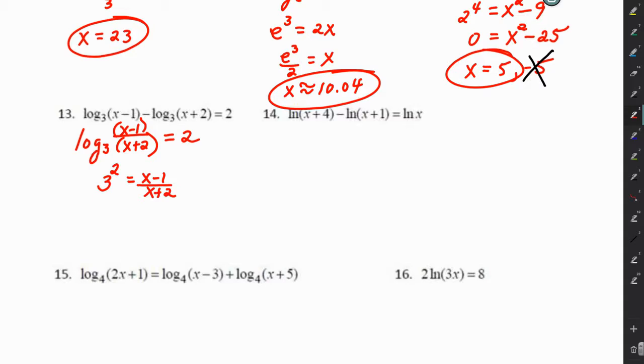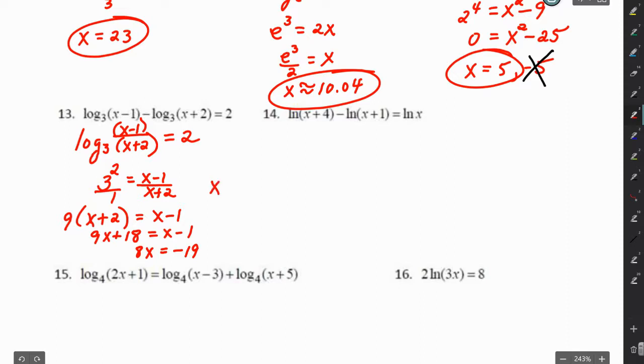Okay. We have a fraction. You can think of this as 3 squared over 1. We're going to cross multiply, so we're going to get 3 squared is 9 times x plus 2 equals x minus 1. And solve for x. So here we're going to get x is equal to negative 19 over 8.